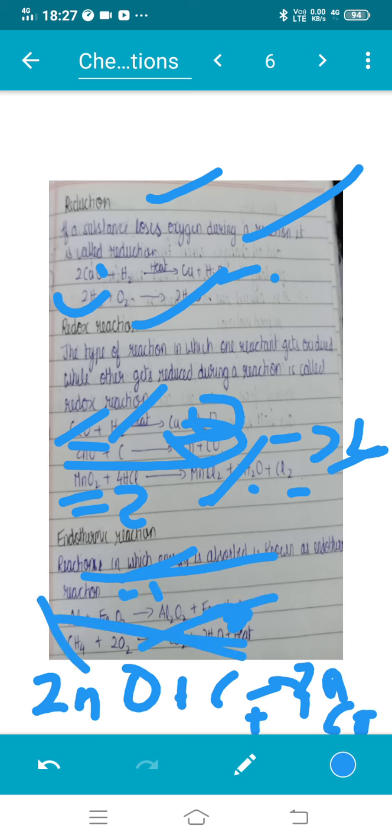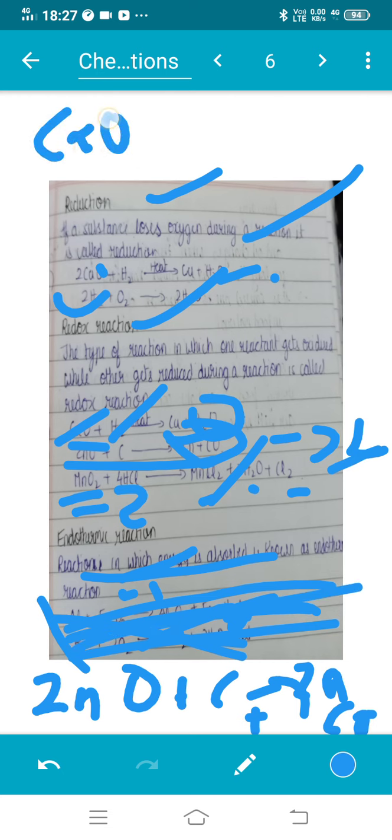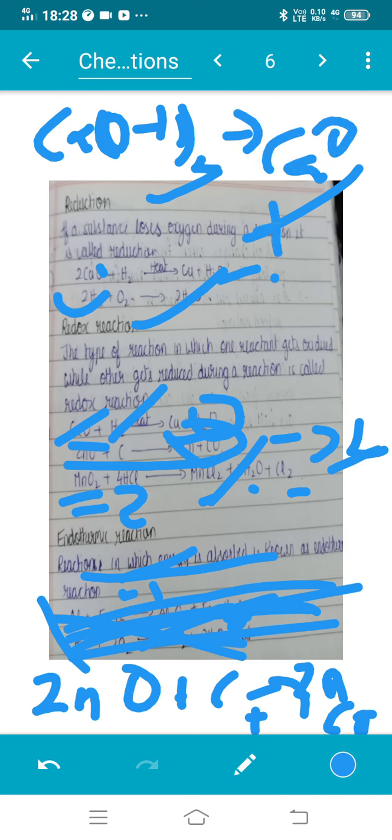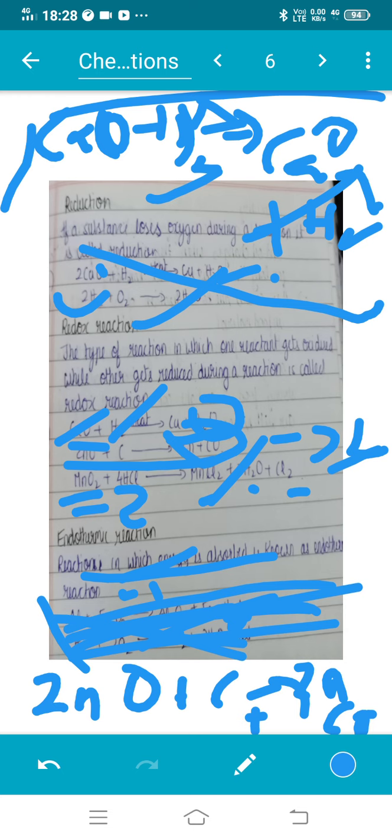I will take another example: Ca(OH)2 gives CaO plus H2O. Here heat is involved, so this is an endothermic reaction. I will repeat it once again: when heat is absorbed, calcium hydroxide gives calcium oxide plus water.